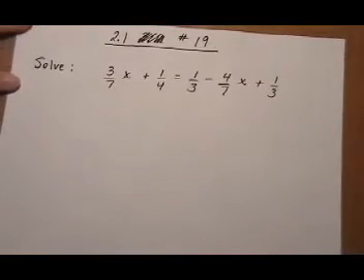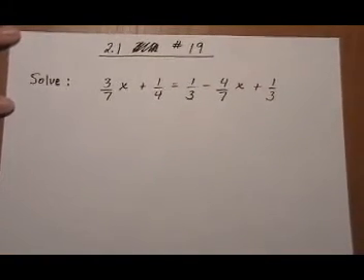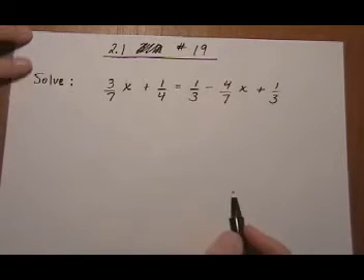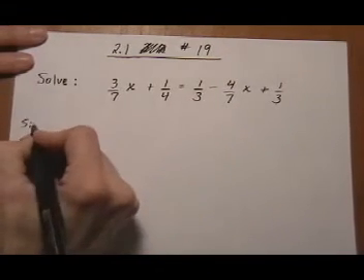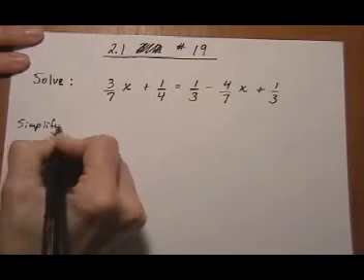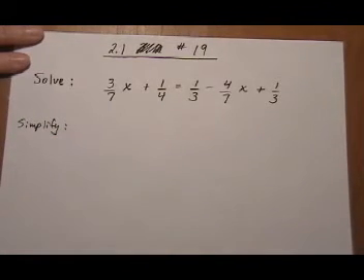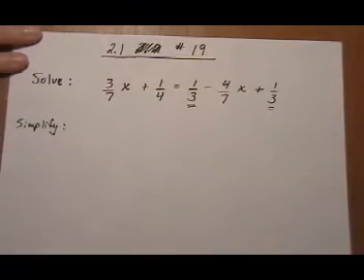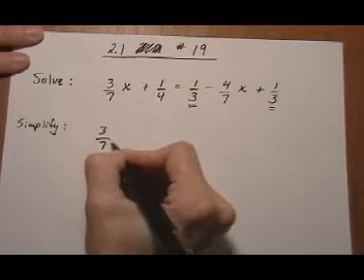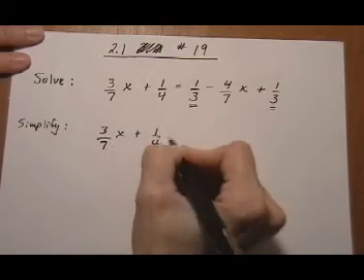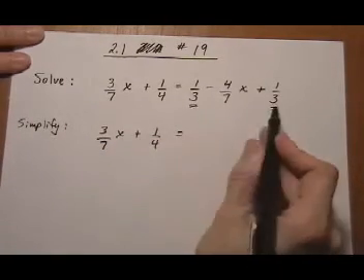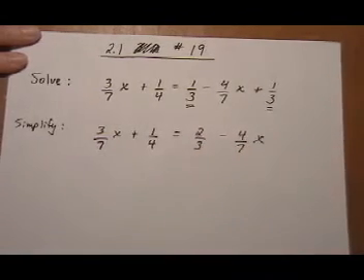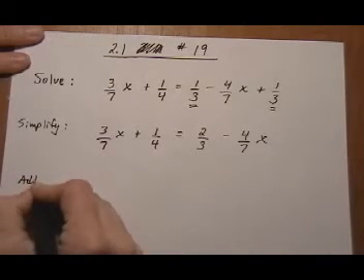Next one is another linear equation. This time we have fractions. And we're going to go ahead and use the regular steps, which would be simplify first. Again, we have no parentheses, so we're going to go right to combining like terms. And the only like terms I see are 1/3 and 1/3 on the right. There's nothing on the left. So the left side stays the same. And on the right, we get 1/3 plus 1/3 is 2/3 minus 4/7 x.